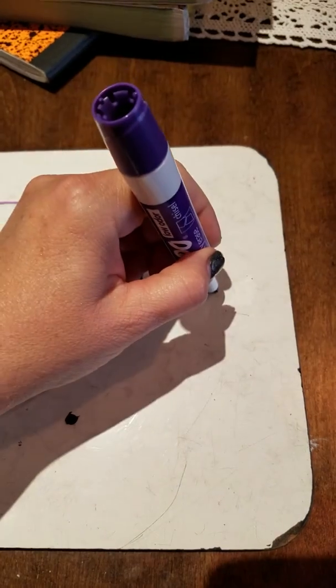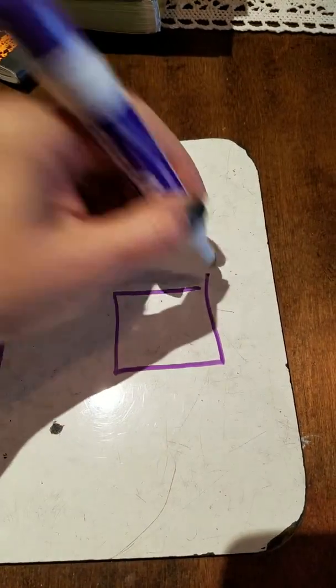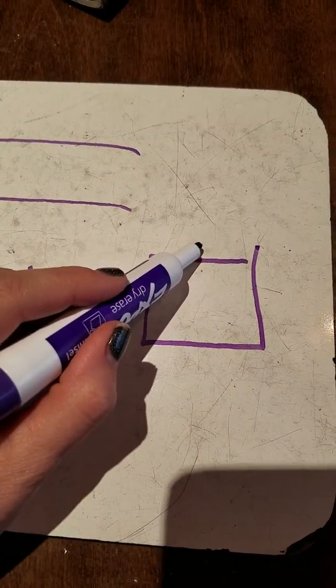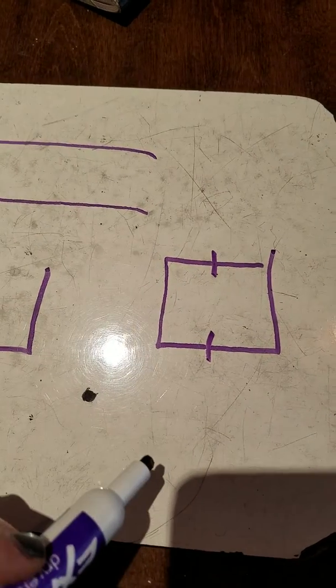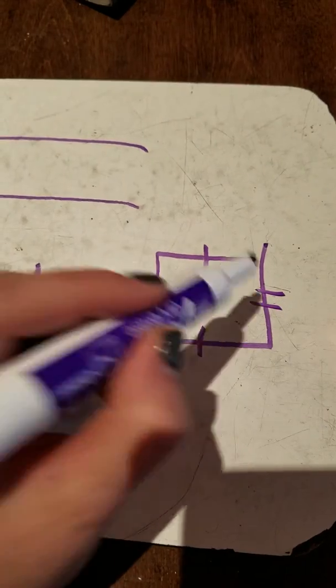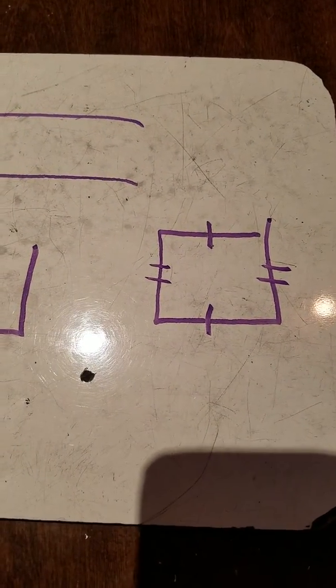So if we think about a square, remember I'm going to draw it as perfectly as possible. It's not very perfect, is it? Anyway, a square has two pairs of parallel sides. This side and this side are parallel to each other. And this side and this side are parallel to each other. So parallel sides have to be opposite from each other.